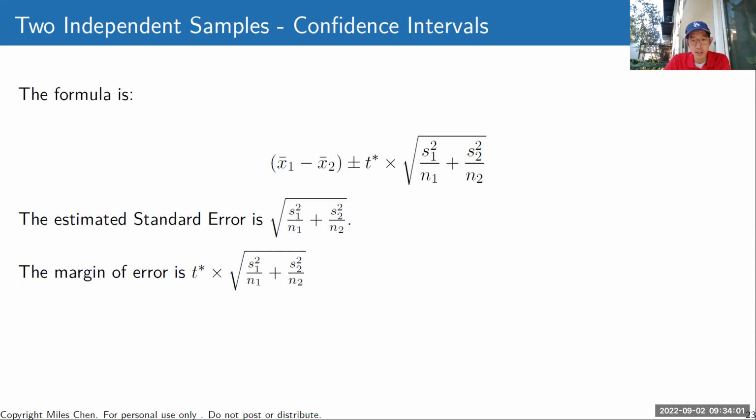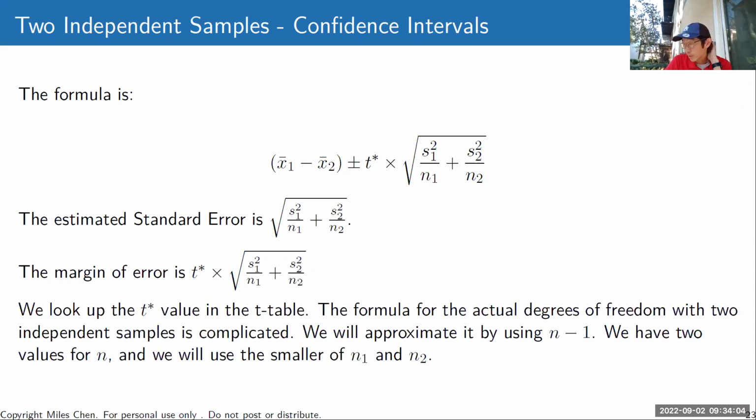So let's go ahead and try out an example and plug the values in. One thing is when you look up your critical value t from the t table, you need degrees of freedom. And the degrees of freedom, when you're dealing with two independent samples, is actually kind of complicated. It's a complicated formula, and I don't want to get into it. So we're just going to ballpark it and use a shortcut. The shortcut is, we just approximate it. We're just going to use n-1, okay?